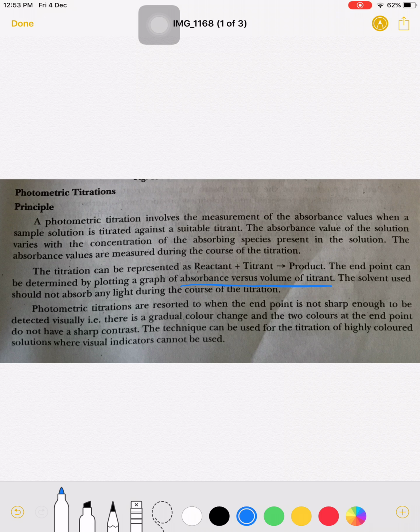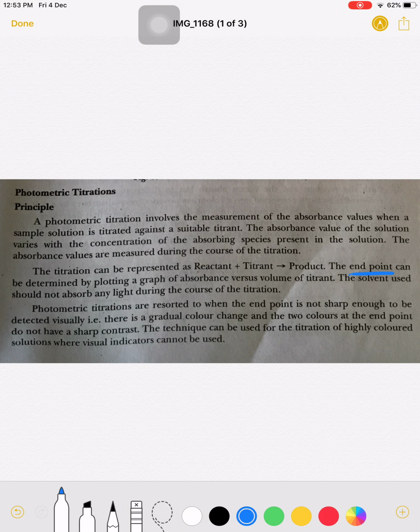So what is the initial absorbance and the change in volume of titrant? Suppose we are adding initially 1 ml of titrant, then 2 ml, then 3 ml, 4 ml, 5 ml, like that, and there is a change in the value of absorbance. So on the y-axis absorbance is there and on the x-axis the volume of titrant added is there. So by use of this graph we can easily determine the end point of titration.